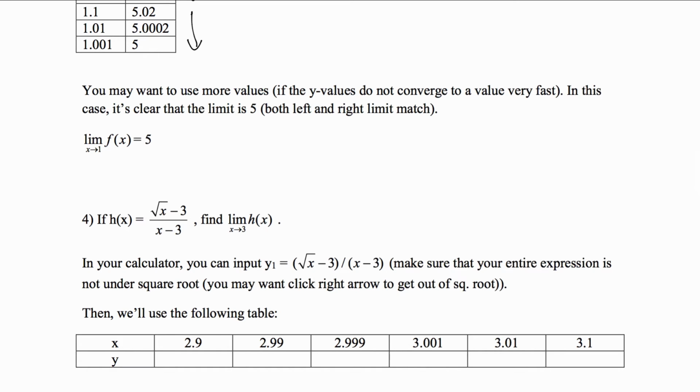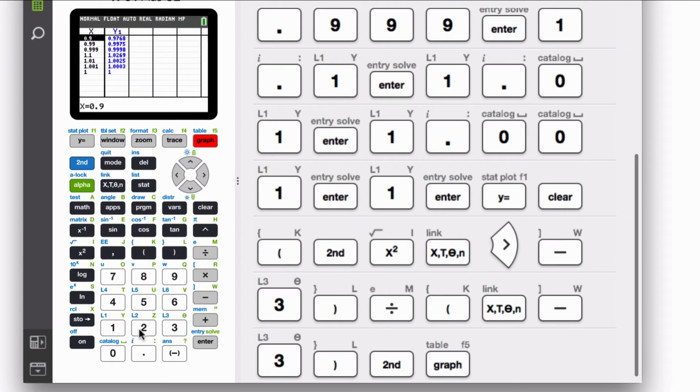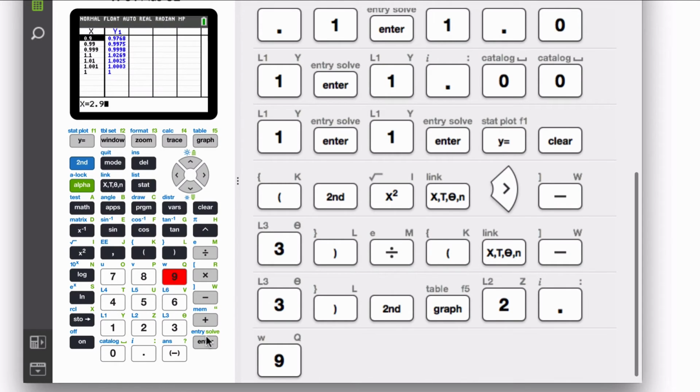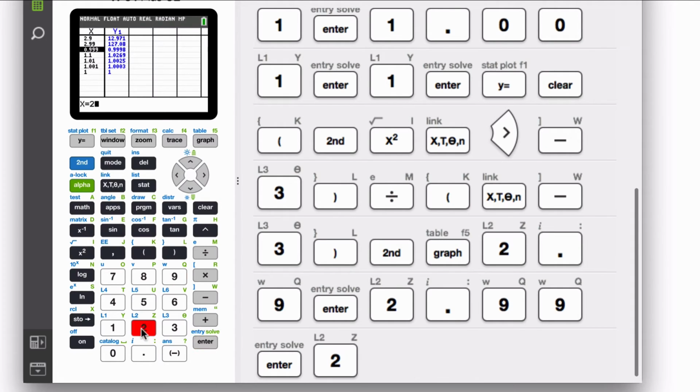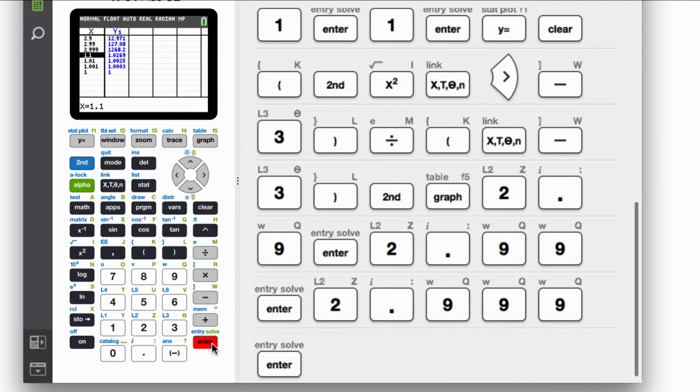Okay, so hopefully you had a chance to try it out, but what do you do? So how do you get close to 3? Let's start with 2.9. This is from the left. Then how about do better than that? 2.99. See the pattern? Then do better, 2.999. Something funny is happening to the values. They keep on growing, but okay, let's try the other side.